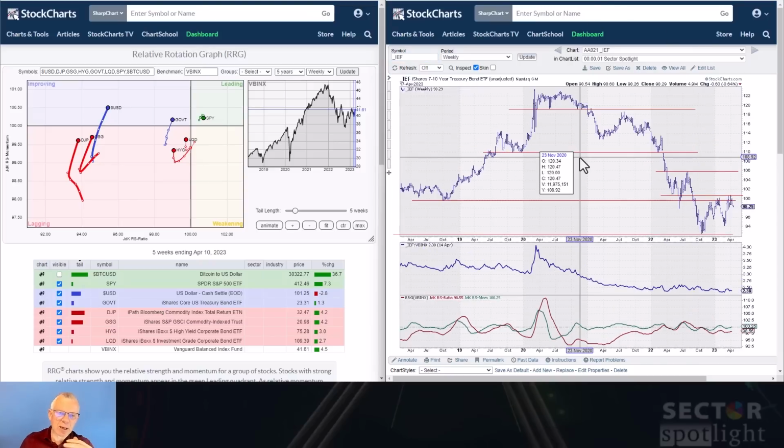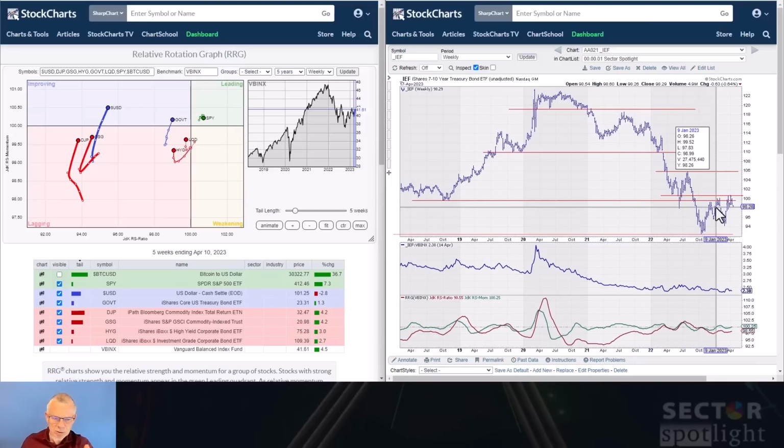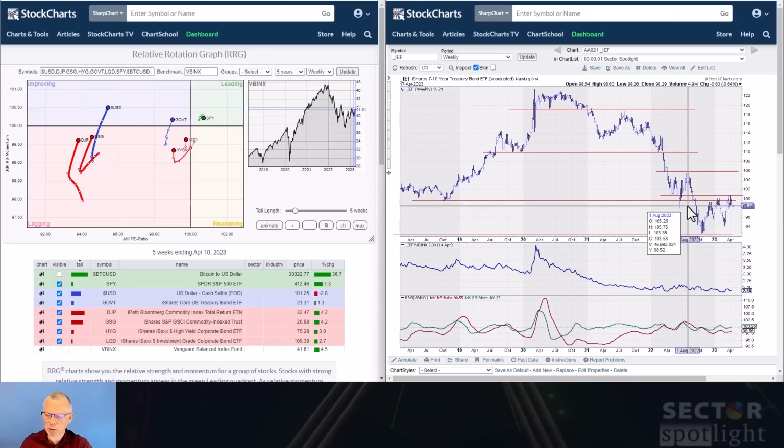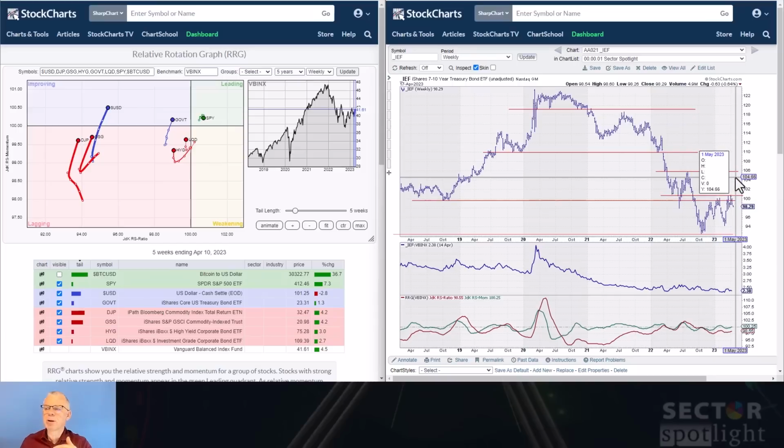Already spoke about IEF, so government bonds. Here is the 7 to 10 year segment on the yield curve, and you can see how it's struggling with that 100 level. We spoke about that a few times. Again, if it takes out 100, 101, we've got a lot more upside potential for IEF and for bonds, which will push yields down, which should, alternatively, be positive for stocks.